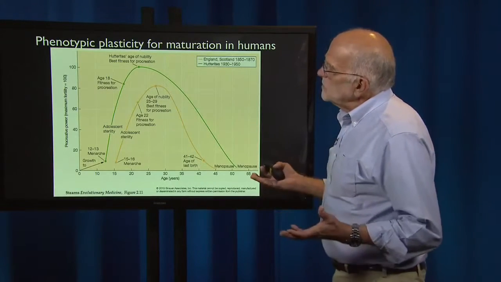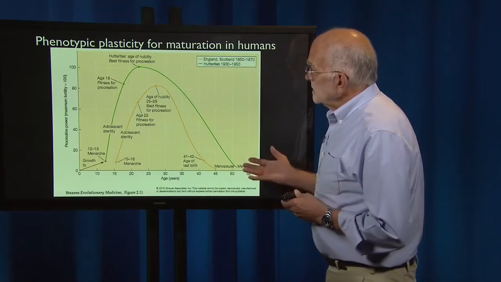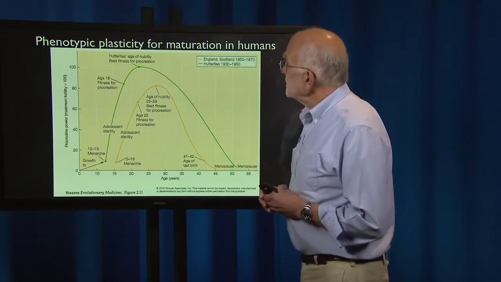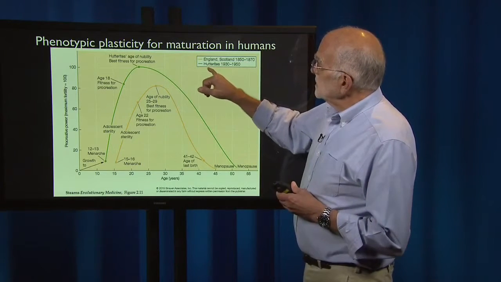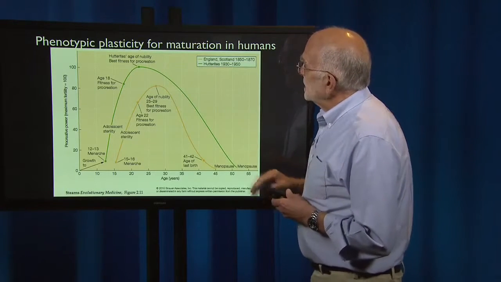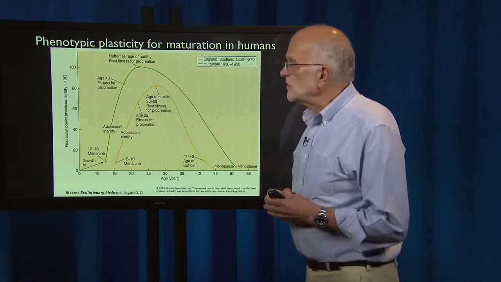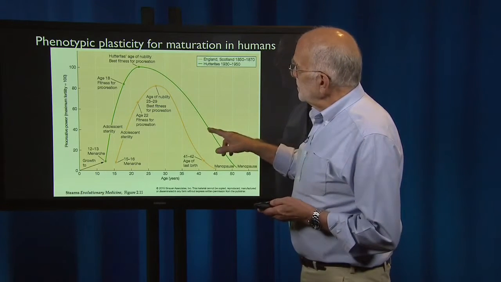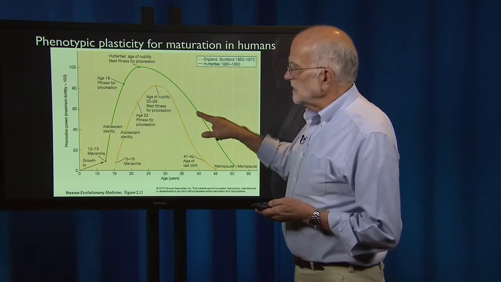Now, what do human females actually do? They are phenotypically plastic. This is Rose Frisch's data on women in England and Scotland from the 19th century and from Hutterites in Iowa from the 20th century. The women in England and Scotland in the 19th century were stressed by poor nutrition and hard work. And the women in Iowa in the 20th century were growing better and they weren't as stressed.